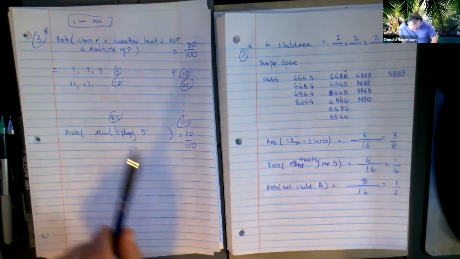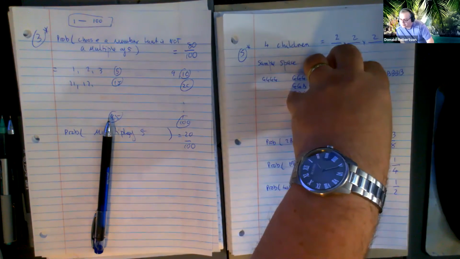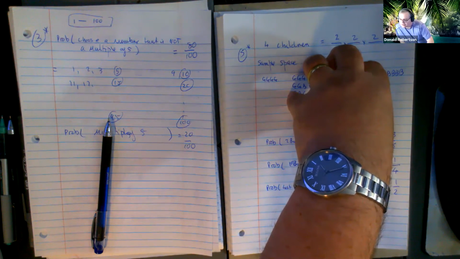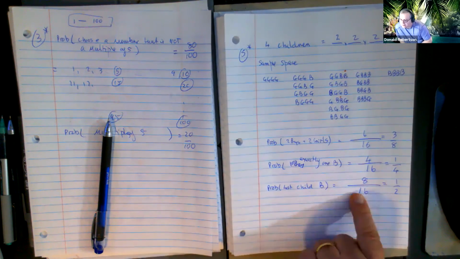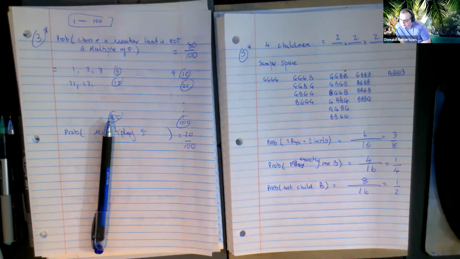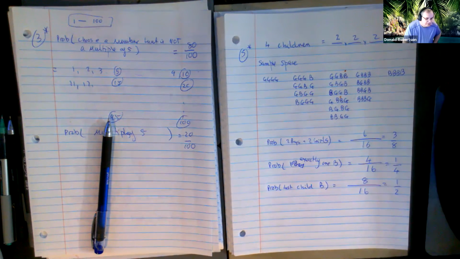Are we comfortable about a sample space with 4 people in it, 4 children in this case, and how once you've created that, you can then answer these types of questions? We feel good about that. If there are any questions, now's your chance.